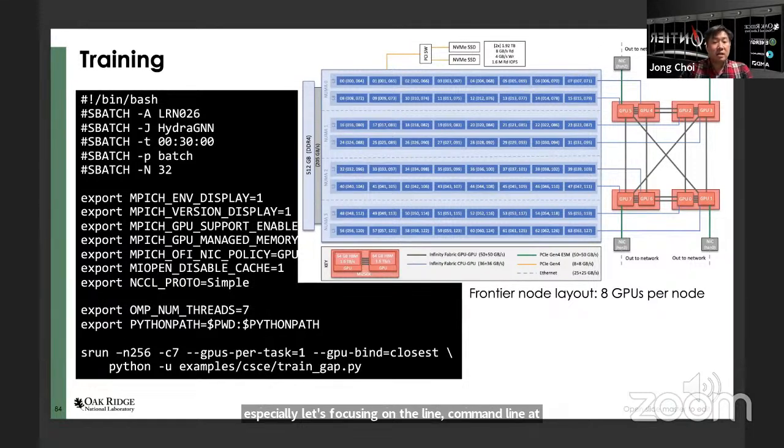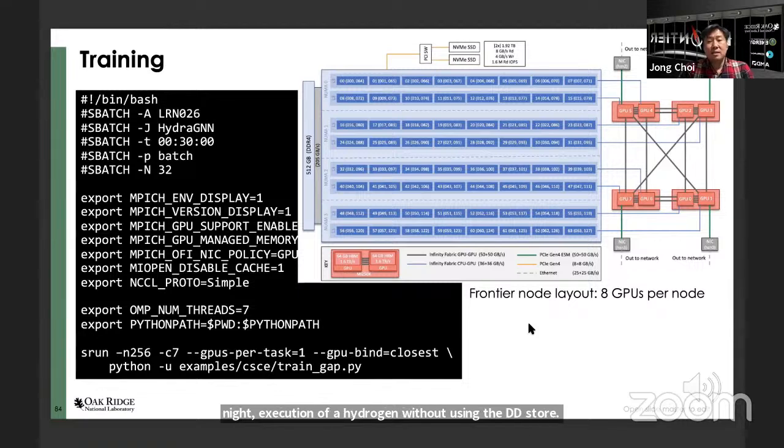So you can see that there is srun, and in this example, we are using 32 Frontier nodes. And each Frontier node has 8 GPUs, which is shown in the diagram on the right side, the system architecture diagram per Frontier node. So the CPUs are shown, and the red boxes represent the GPUs on Frontier. So anyhow, we are using 32 Frontier nodes with 8 GPUs each. So for this training, we are using a total of 256 GPUs. And this is a command line specifically for Frontier using the GPU. In this example, if you just run Python with the train_gap script, it will start training. This command line is just live execution of HydraGNN without using the DDStore.